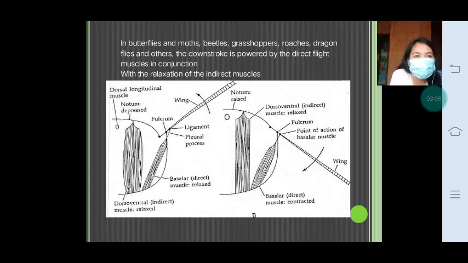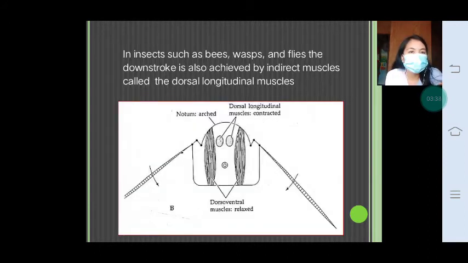Next slides naman is yung mga downstroke na nagpapowered sa direct flight muscles. Ito ay ang mga butterflies. Mga example ito, mga butterflies, moths, beetles, grasshoppers, roaches, dragonflies, and others. Then, dito naman is yung mga bees, wasps, and flies. Sino naman yung downstroke is also achieved in direct muscles.